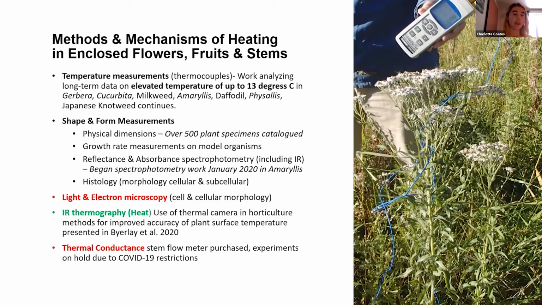And another area of the research that we were not able to progress as far on this year because of COVID-19 was the thermal conductance of plants. We have purchased some stem flow meters, but these experiments are on hold due to COVID-19.